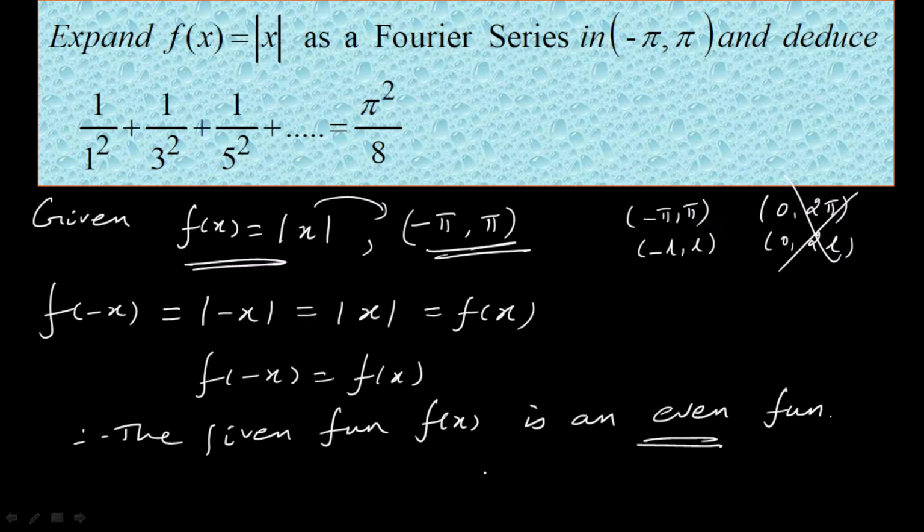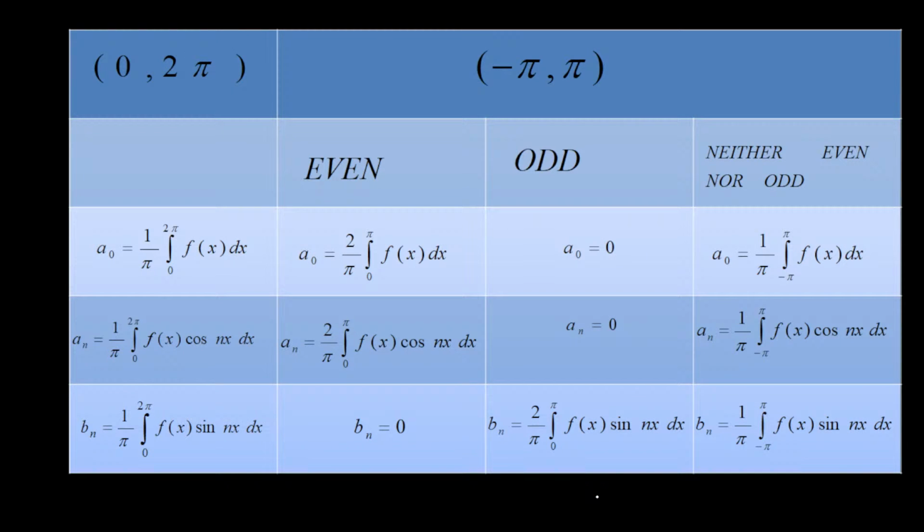So which means the value of bn is 0, isn't it? So let me show the table for your reference. So we are under the case of minus pi comma pi. So leave this interval type. So under minus pi comma pi, we have three categories. Either it is even or odd, or neither even nor odd.